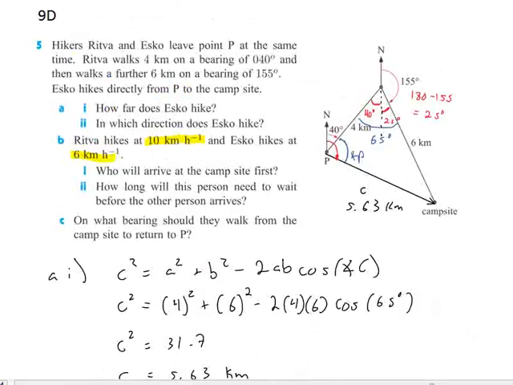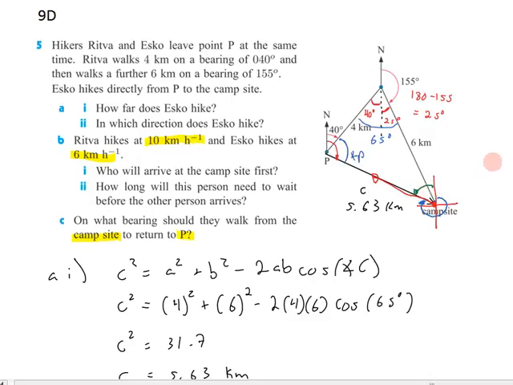Finally, we'll look at Part C. Part C asks, on what bearing should they walk from the campsite to return to P? So they're at the campsite and they want to go to P. So from here, what is the bearing that way? To solve this, we'll put in our axes. And to get the bearing, there's two ways to do this. We can get the bearing all the way around this way, and that would be the positive bearing. Or we could get the bearing in the negative direction.